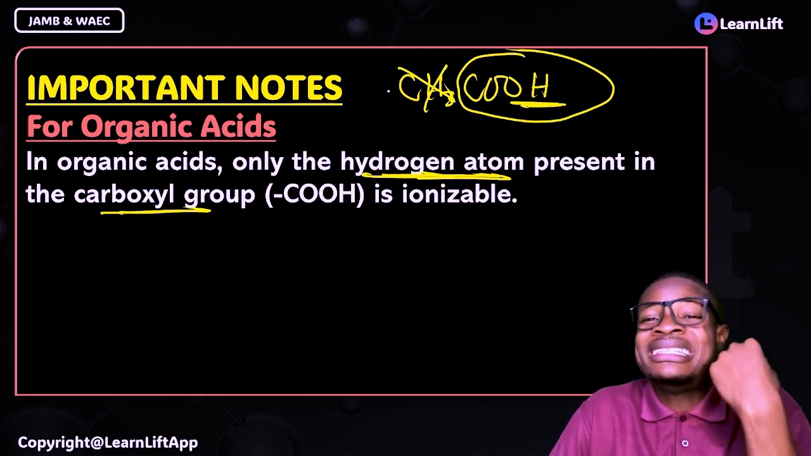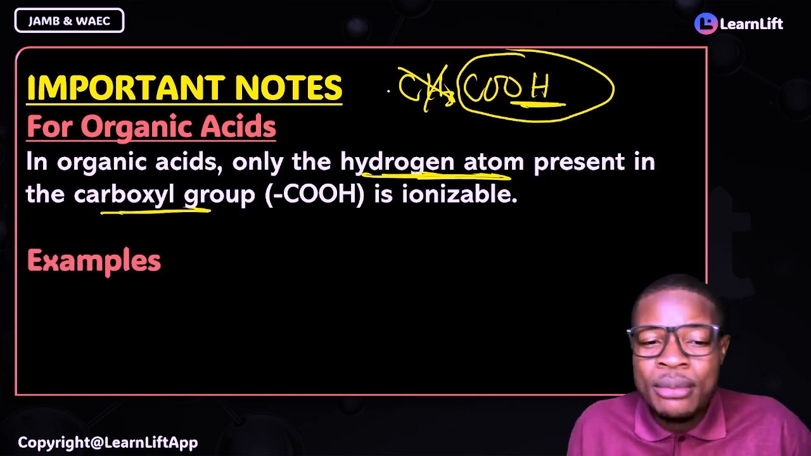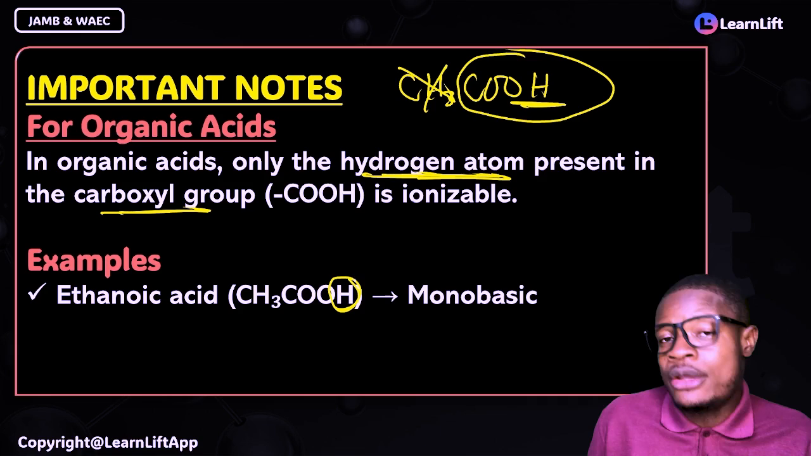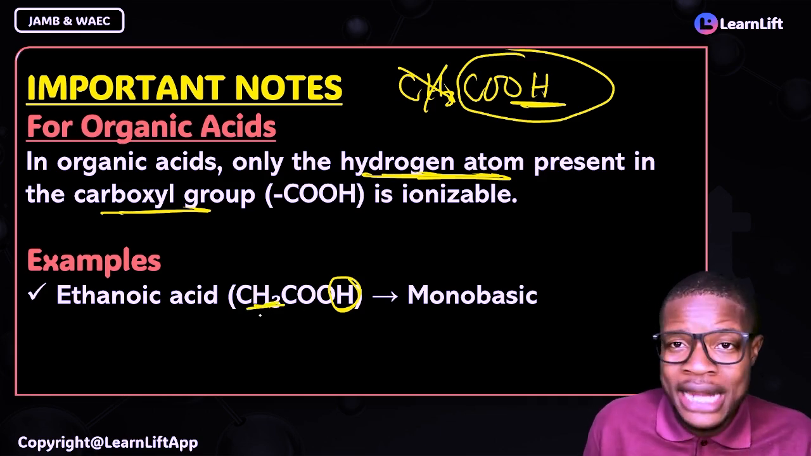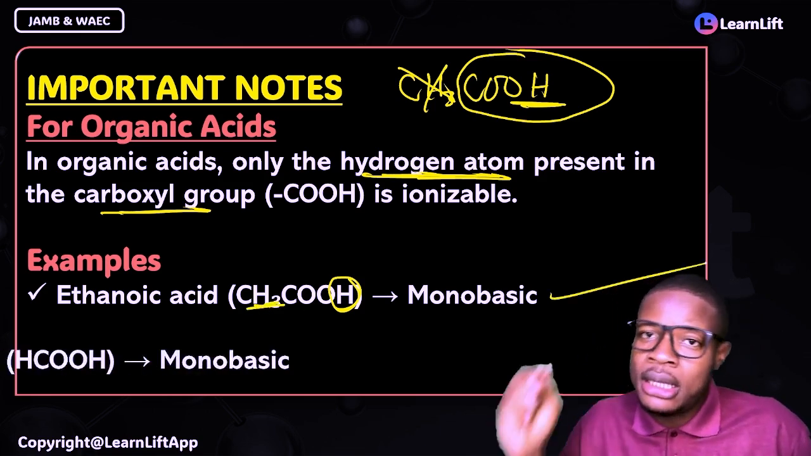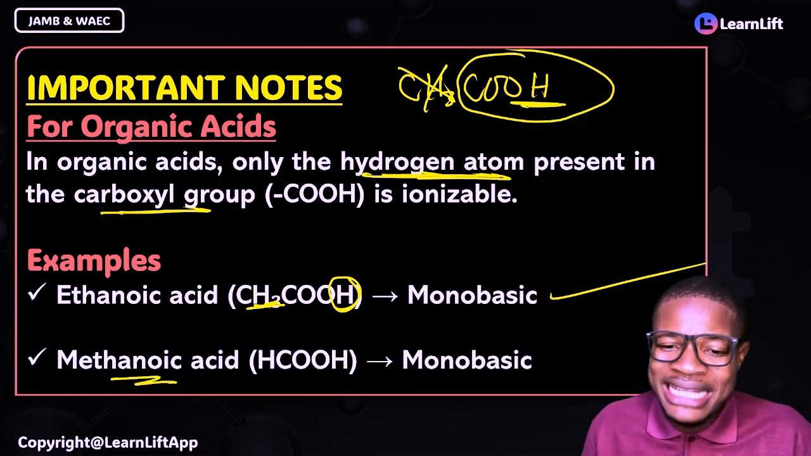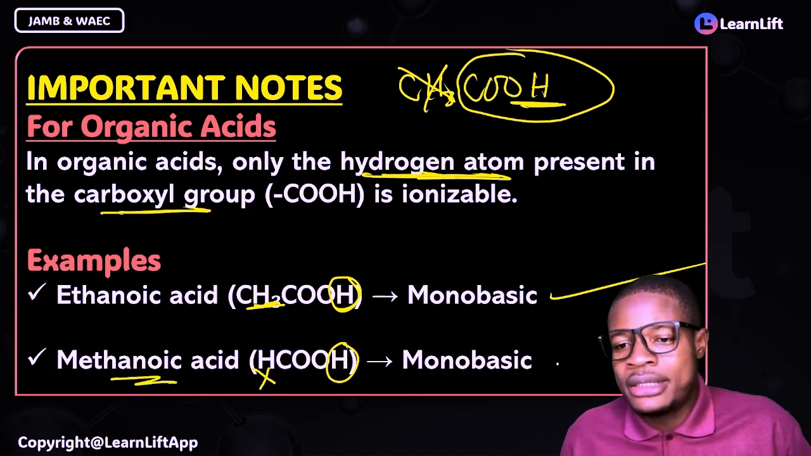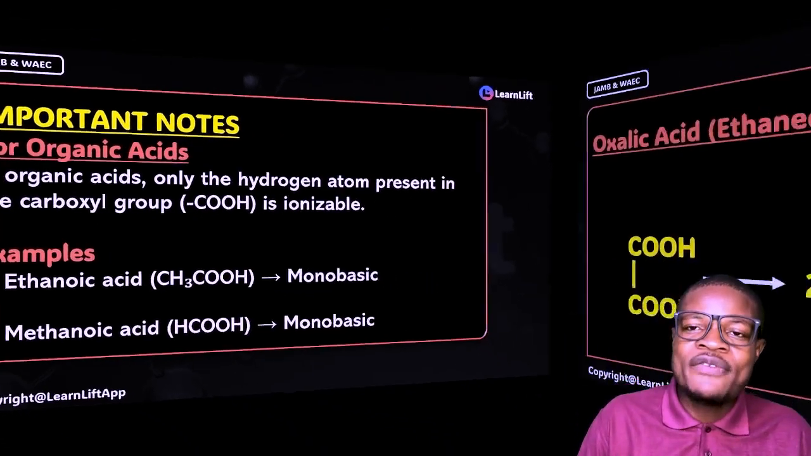That's why the basicity there is 1. Whether it is ethanoic acid or methanoic acid, the same rule applies. Cardinal example, ethanoic acid. Only this hydrogen here is ionizable. This hydrogen, it cannot be ionized. That's why it is monobasic. Another example is your methanoic acid. Only this hydrogen is ionizable. This one cannot be ionized. Monobasic. Now, if you get that very fast.